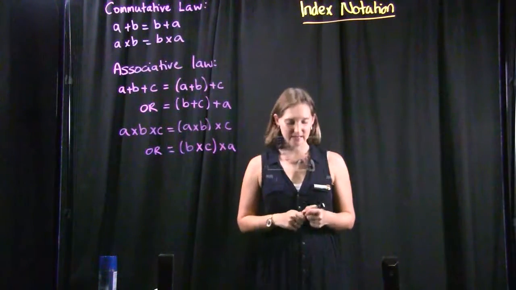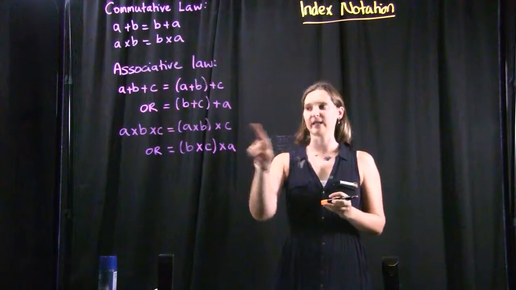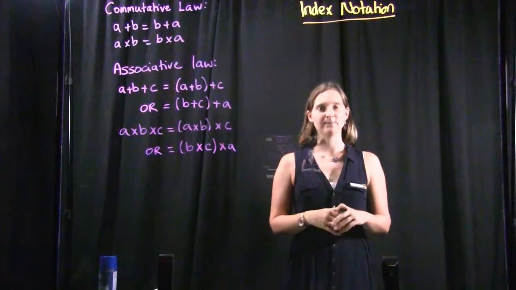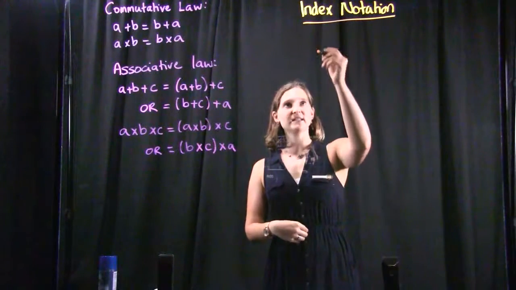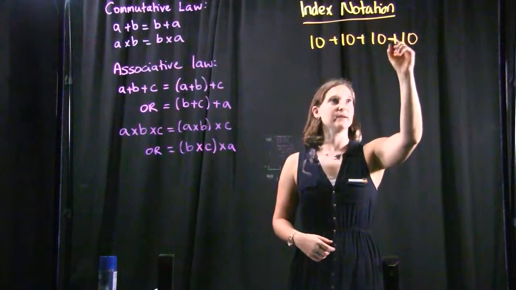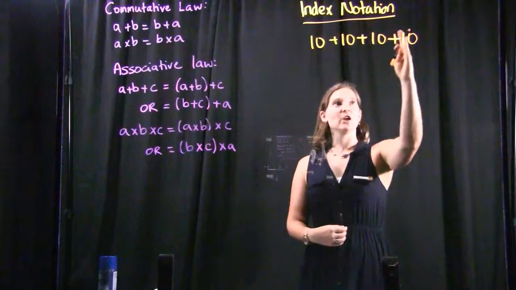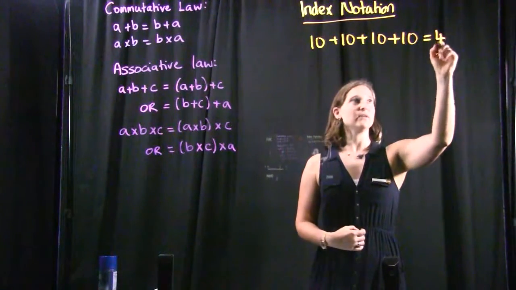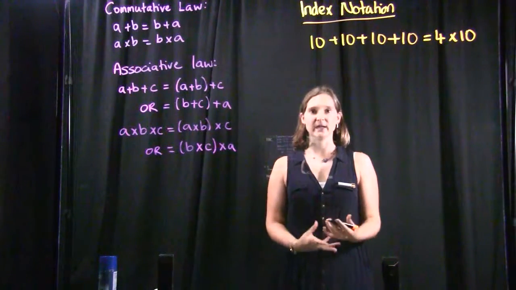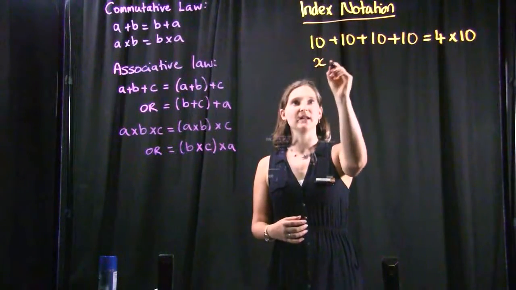We're also going to recap a little bit of index notation. There is a link between addition and multiplication and a reason why these laws work for both addition and multiplication. Another way of writing a repeated addition, so for example if we had 10 plus 10 plus 10 plus 10, we could write that as saying we had 4 lots of 10. So an equivalent way of writing that is 4 times 10. So multiplication is basically a repeated addition. There's a link there.